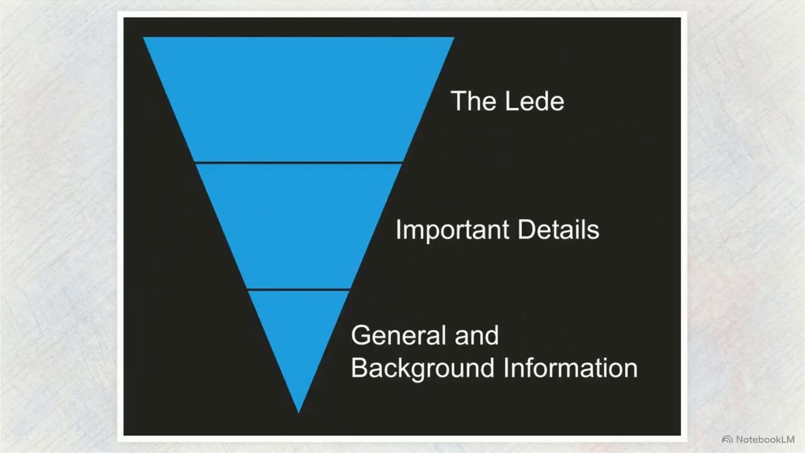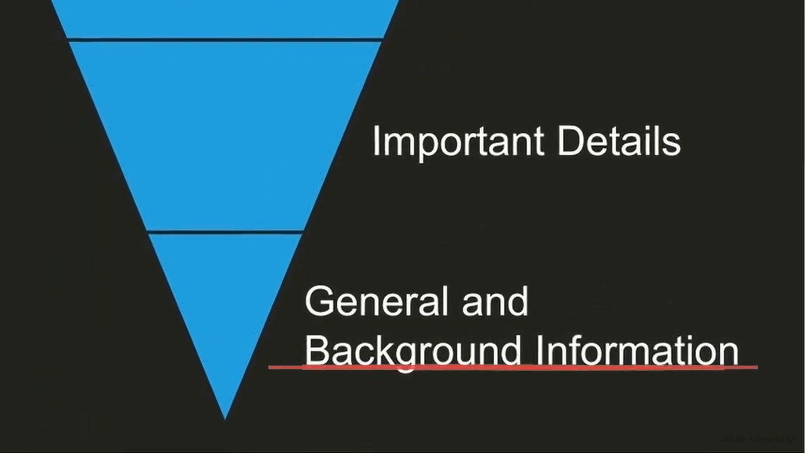Here, we see a different approach, the journalistic inverted pyramid. This structure gives the audience the main point, the lead, up front, but then trails off into less important background details as time goes on.